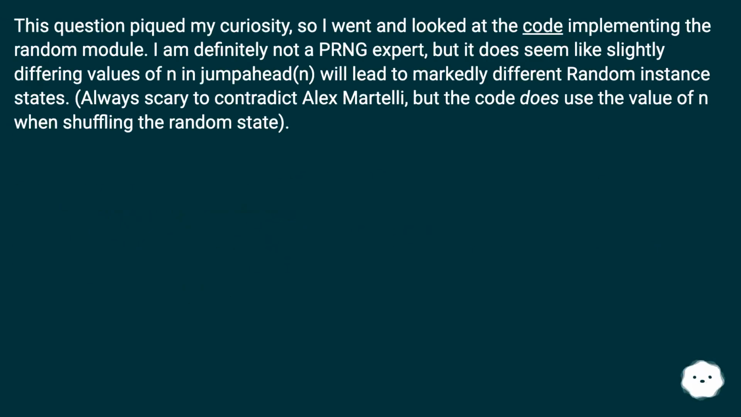This question piqued my curiosity, so I went and looked at the code implementing the random module. I am definitely not a PRNG expert, but it does seem like slightly differing values of n in jumpahead(n) will lead to markedly different random instance states. Always scary to contradict Alex, but the code does use the value of n when shuffling the random state.